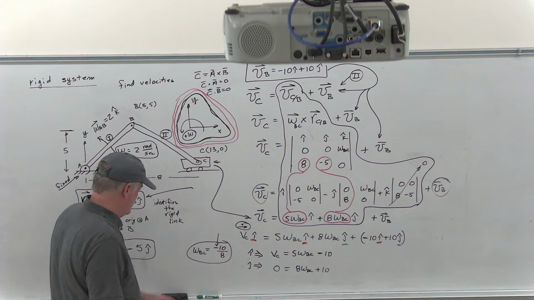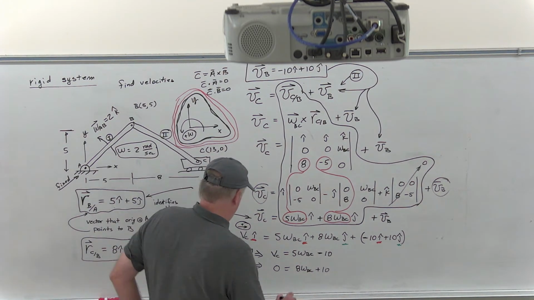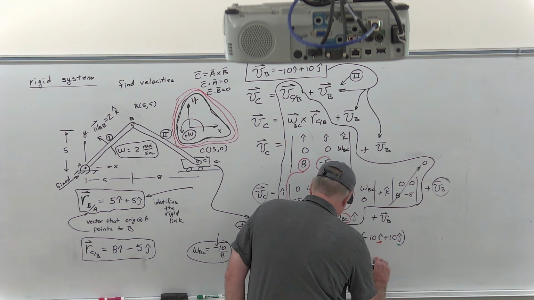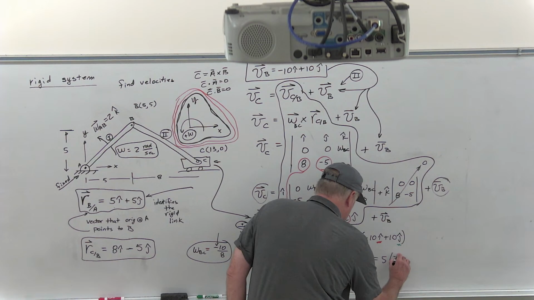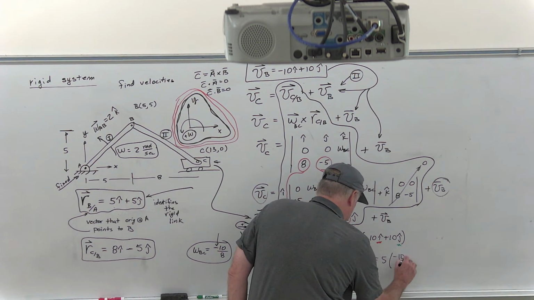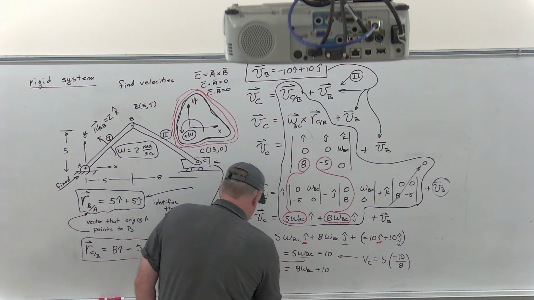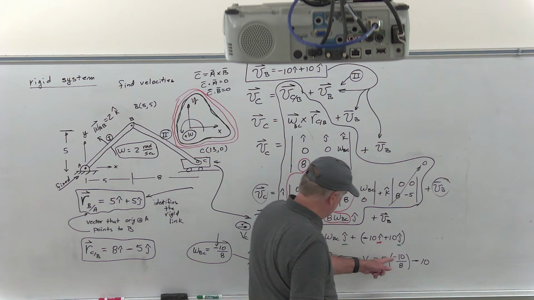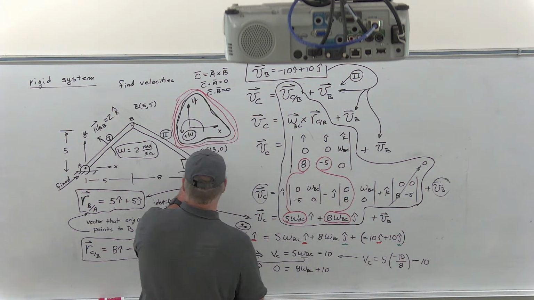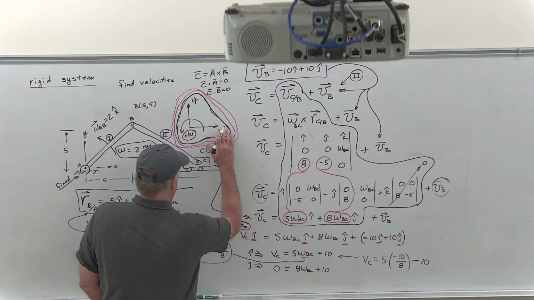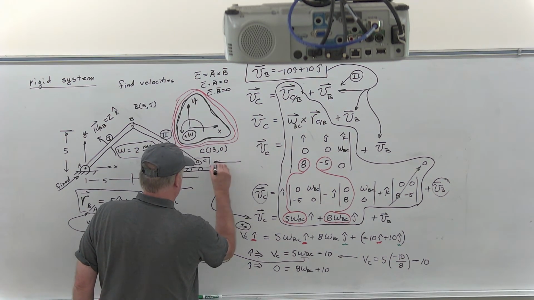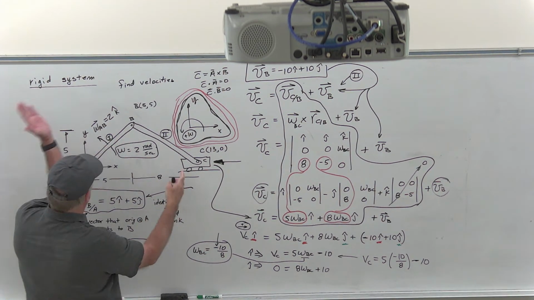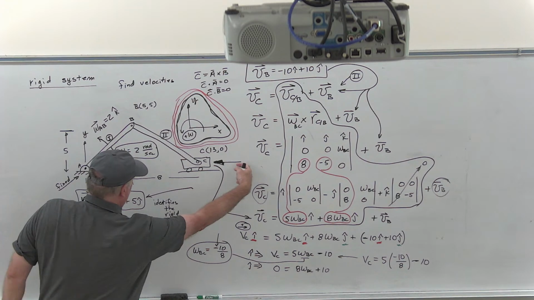So in fact, omega BC is minus 10 over 8. Now I can stick that into this equation, and the velocity C is equal to 5 times minus 10 over 8 from here, and then minus 10. So that becomes a number, and it's a negative and a negative. So again, I assumed it to the right, but the negative means it's going in the opposite direction. And so it is sliding back.